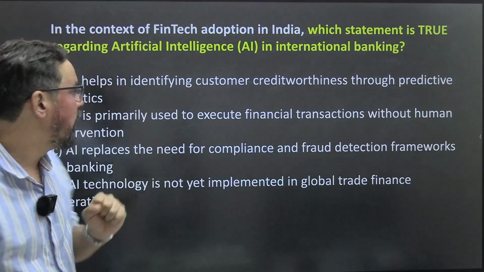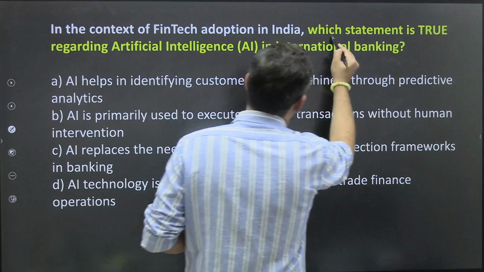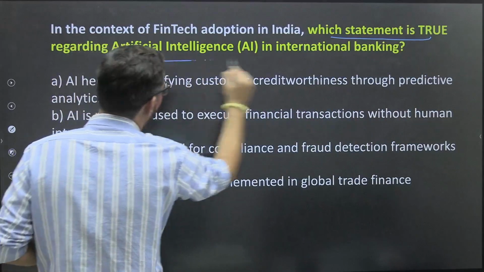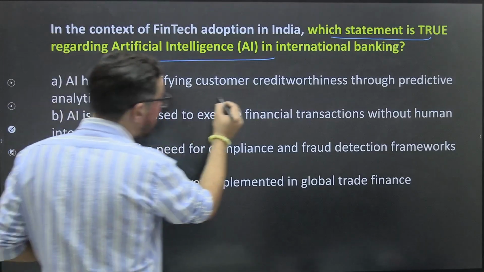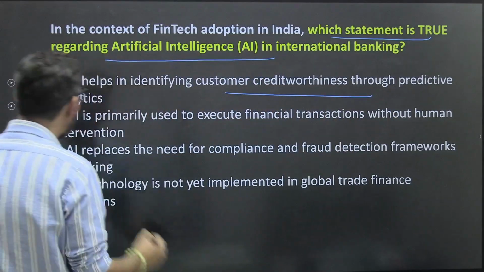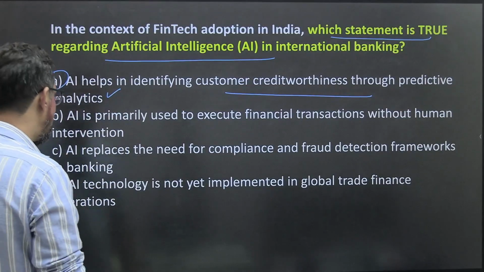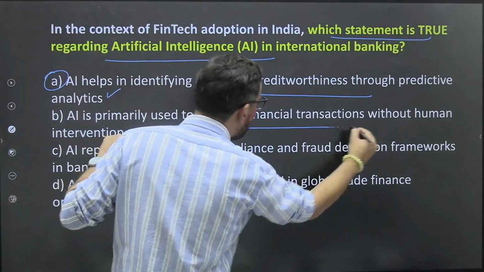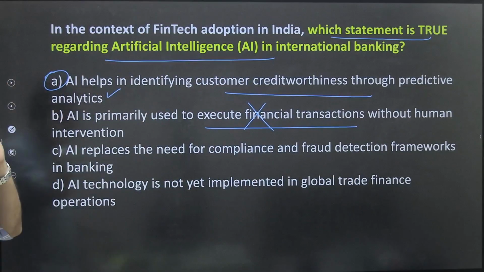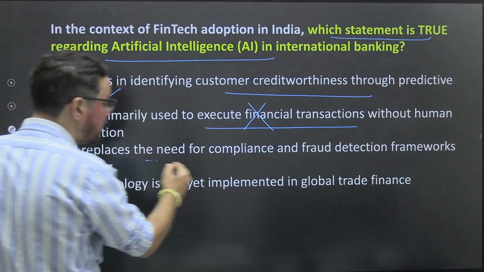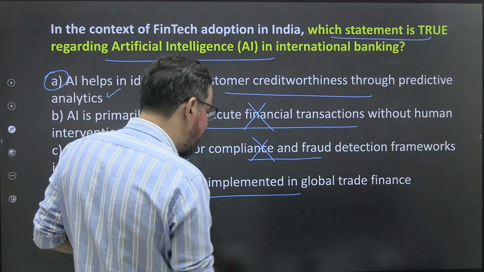In the context of fintech adoption in India, which statement is true regarding artificial intelligence in international banking, okay? AI helps in identifying customer creditworthiness through predictive analysis. Yes, it is true, okay? The first is correct. AI is primarily used to execute financial transactions without human intervention? No, we do not use this. AI replaces the need for compliance? No. AI technology is not yet implemented? It is implemented.